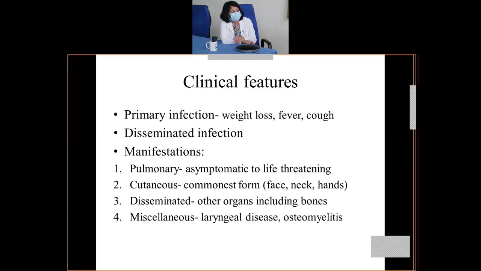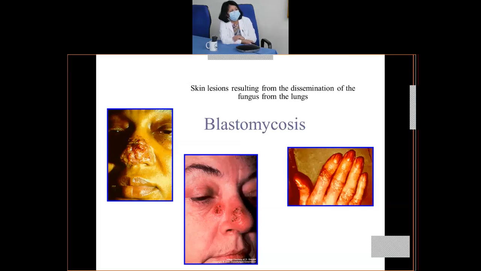And cutaneous, when they disseminate to the skin, they manifest as a cutaneous form, the commonest form, which is present on the face, on the neck, and hands. And disseminated, they can disseminate to other organs as well, including the bones, even the central nervous system, or may cause certain miscellaneous manifestations like laryngeal disease or osteomyelitis. So these are certain skin lesions as a result of dissemination of the fungus to the skin. You can see it's primarily on the face, but can even affect the hands as well as the neck.